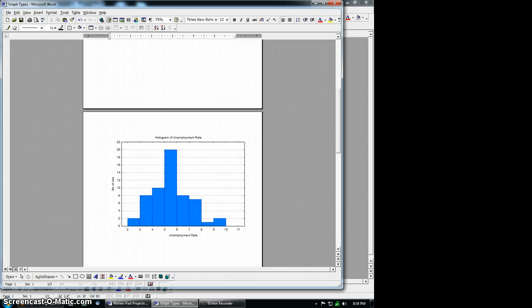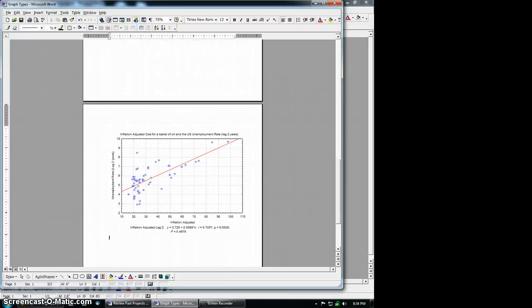A histogram is a bar graph. The bars will touch each other. The y-axis is the frequency or the number of observations. And in this case, this is unemployment rate. So what the unemployment rate has been, I think this was between 1947 and 2006.